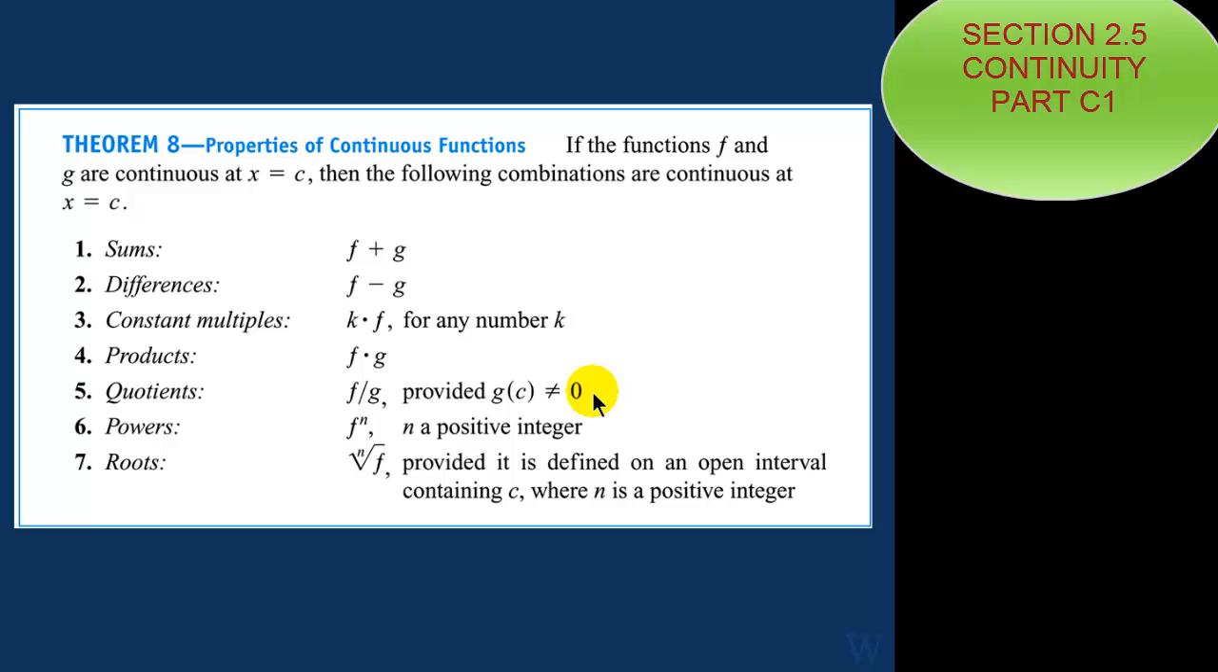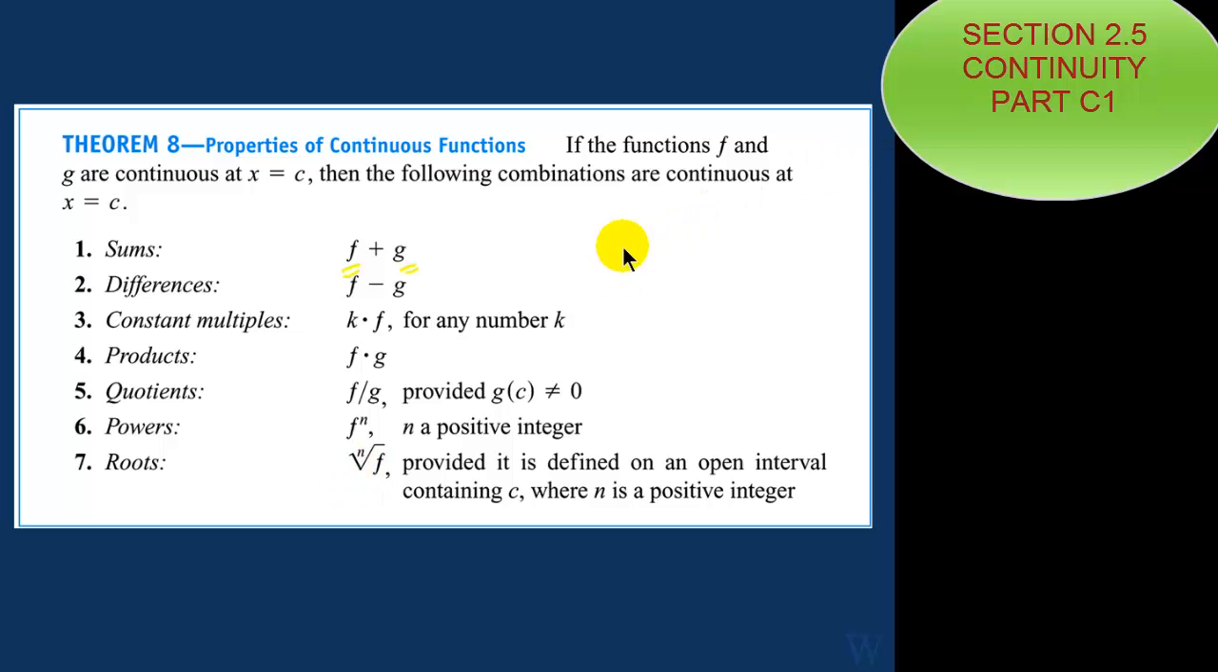So if I have two functions, f and g, if f is continuous and g is continuous, that means their sum is continuous, their difference is continuous. Here, a constant times a function where the function is continuous makes constant multiples continuous. A product of two continuous functions is also continuous. A quotient of two continuous functions is also continuous, provided that we don't have a zero in the denominator. And a power of a function is also continuous, as well as the nth root of a function.